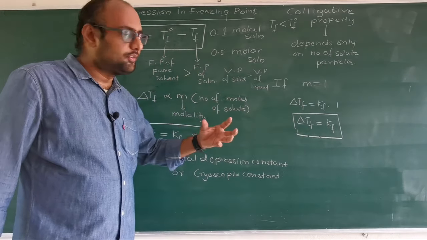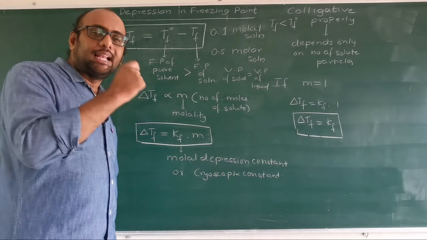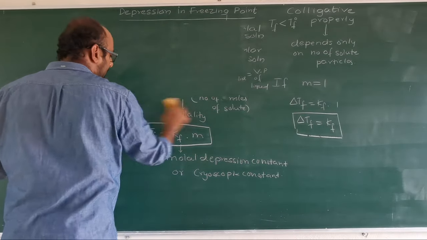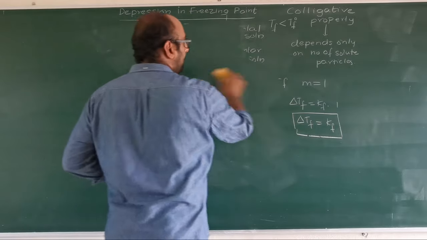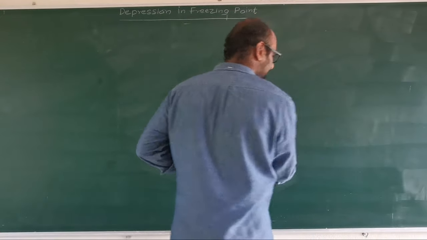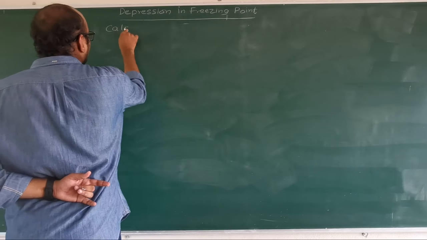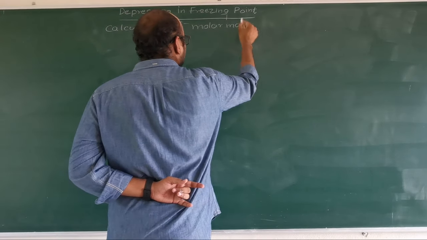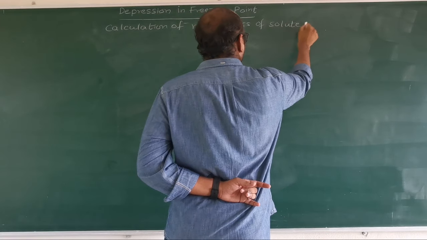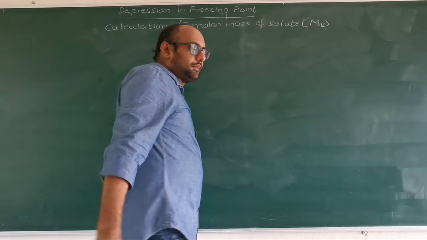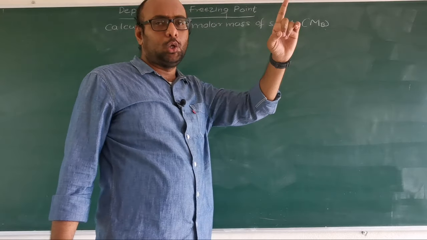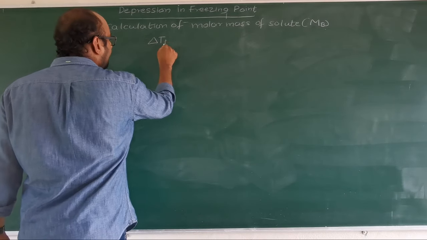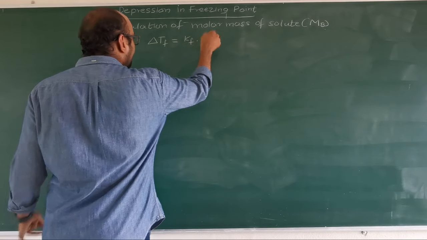Just like the previous colligative properties, you can use this depression in freezing point to calculate molar mass of the solute. So now we derive an expression for the calculation of molar mass of solute, given by MB. You already know B stands for solute, A stands for solvent, whereas capital M is nothing but molar mass. So we have the expression delta TF equal to KF multiplied by molality.